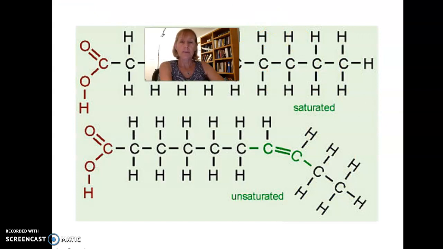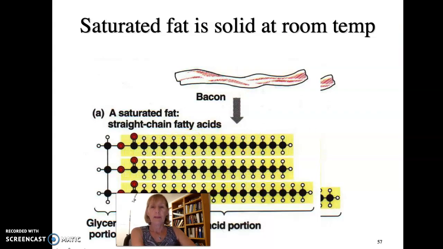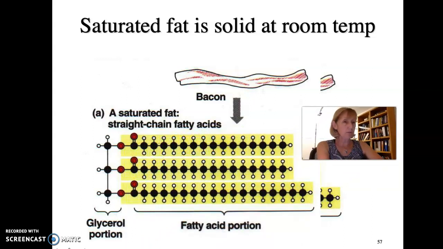This is just showing the same thing over again. Saturated, lots of hydrogens surrounding those carbons. What happens when we lose one and have a double bond? You get a kink in the chain. It's showing you an unsaturated fat. Your book has these pictures. They're all from your text, so it's really helpful to look at them.